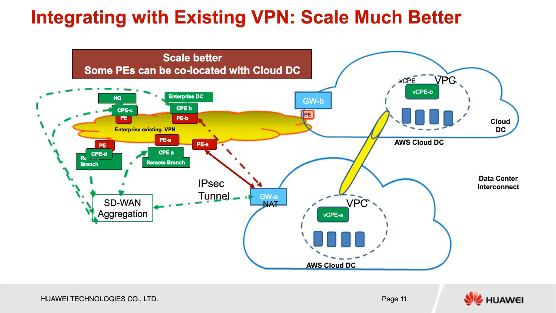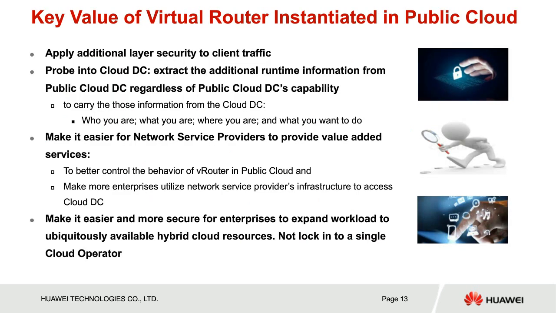Here are some of the key values a virtual router can provide in public cloud. For one, you can apply additional security to your client traffic. For two, maybe you don't need to use their virtual gateway anymore. You can use the public cloud internet gateway, just plain vanilla internet access to your workload, but use your virtual router to provide a layer of security.